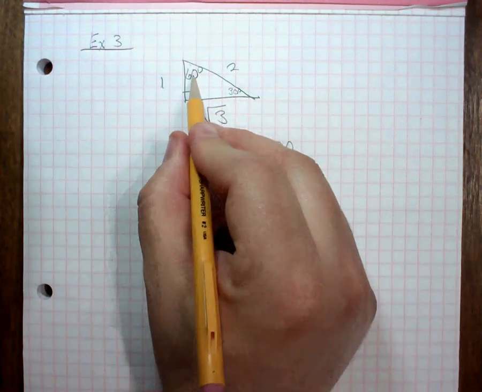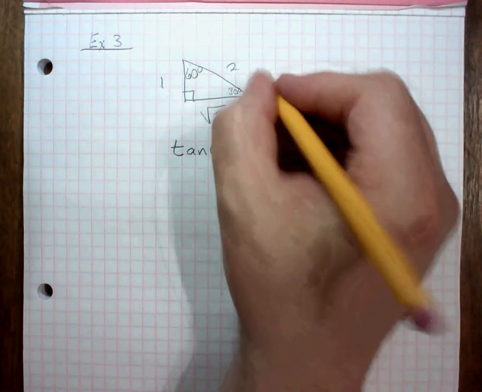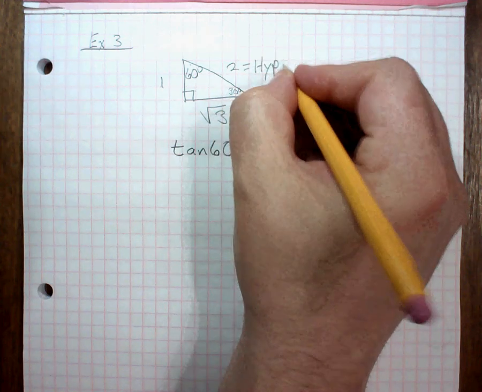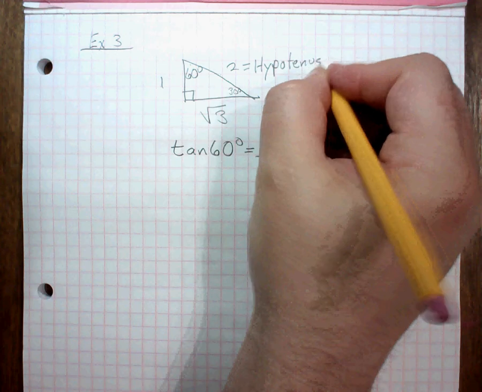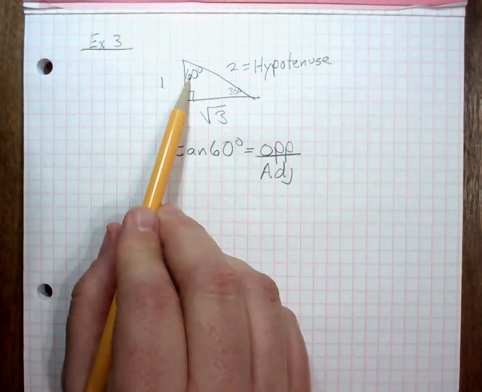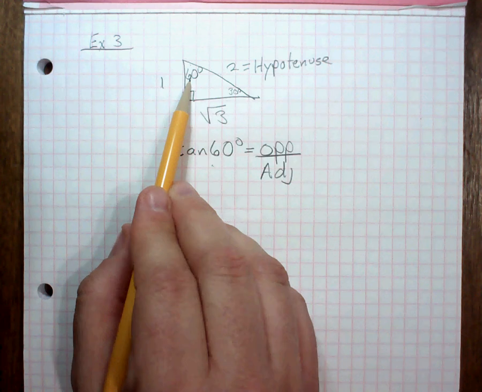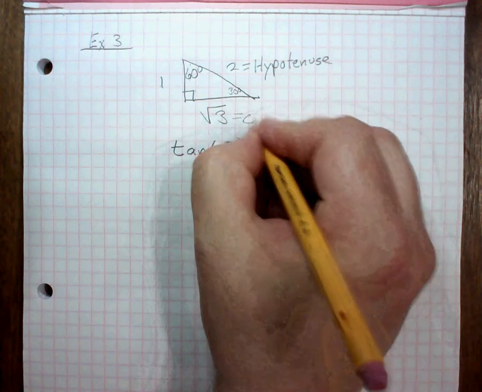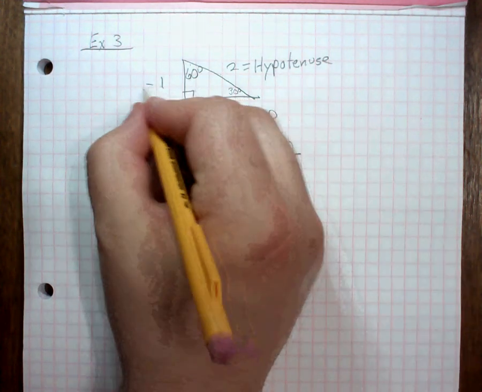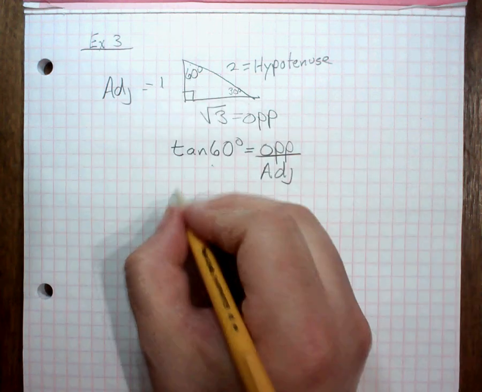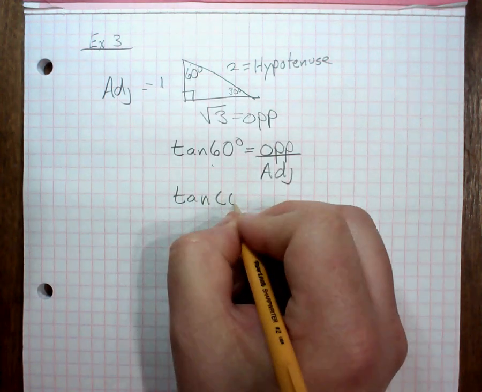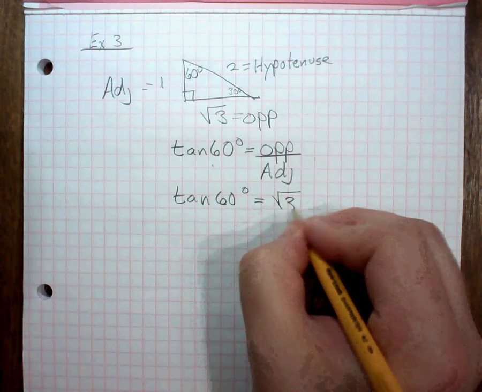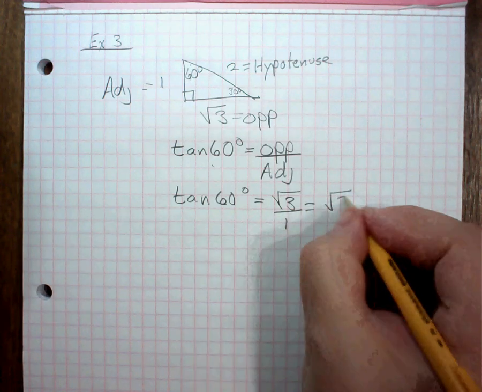So what's opposite the 60 degrees? Well, first of all, let's label this. Across from the 90-degree angle, this is always the hypotenuse. And from our 60-degree angle, which is what we're curious about, across from the 60-degree angle is the opposite side. And then the one left over is what we call the adjacent. In other words, tangent of 60 should equal the square root of 3 over 1, or just the square root of 3.